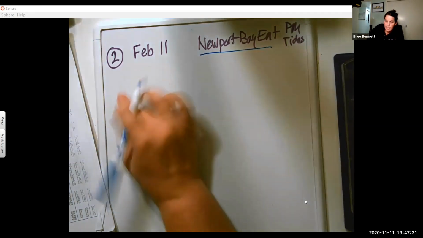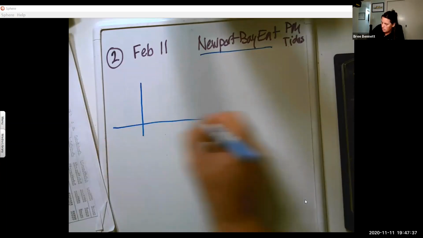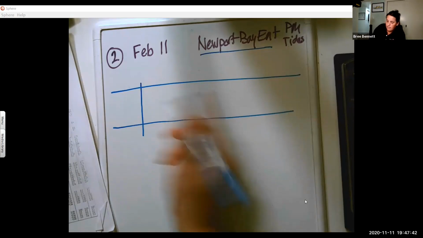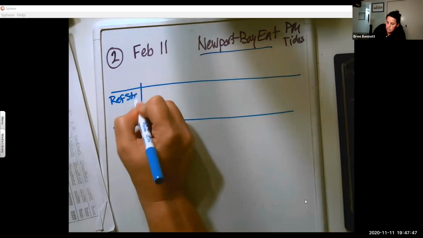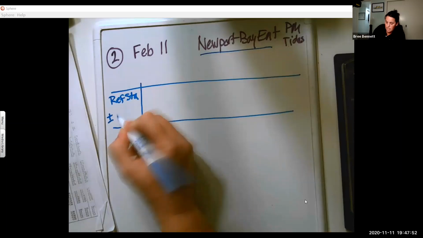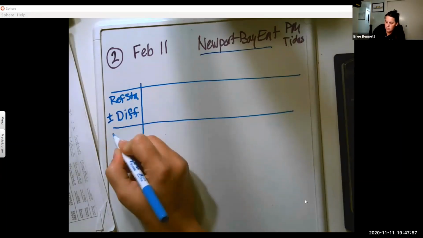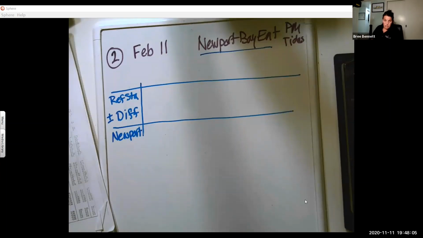I like to kind of make a math problem. So I have my reference station, and then plus or minus apply my differences, and that gives me what's happening at my subordinate station, which will be Newport. So this is kind of my math equation.